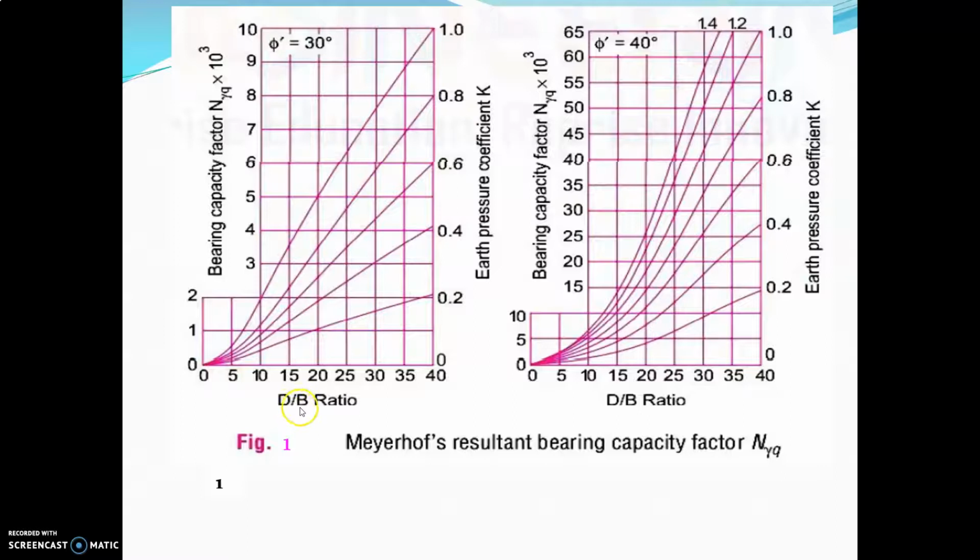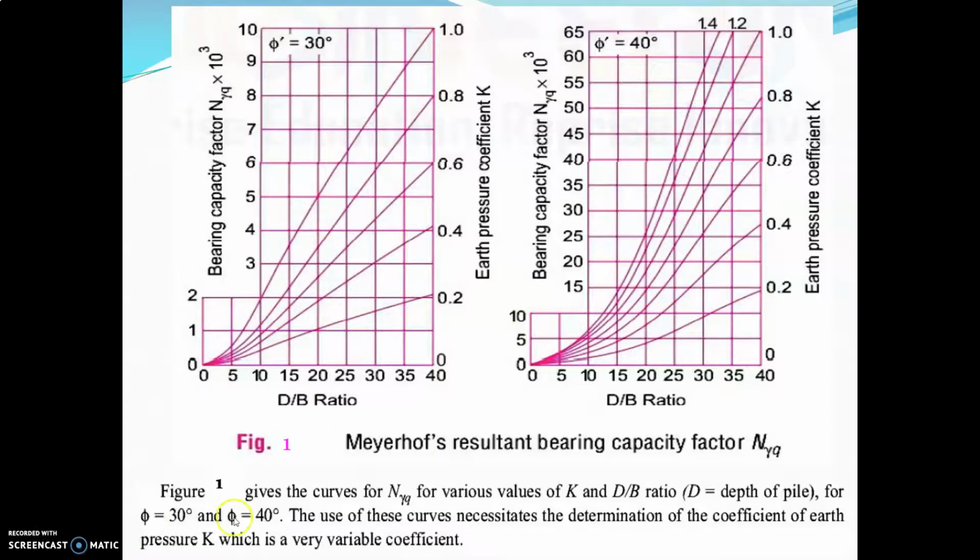If you have the D divided by B ratio and the phi dash value, you can calculate N gamma Q. This graph is bearing capacity factor versus D by B ratio. So if you have the D divided by B ratio and phi value, you can find the bearing capacity factor. Here this side is the earth pressure coefficient, and this is also the earth pressure coefficient. This is phi equal to 30 degrees and this is phi dash equal to 40 degrees.